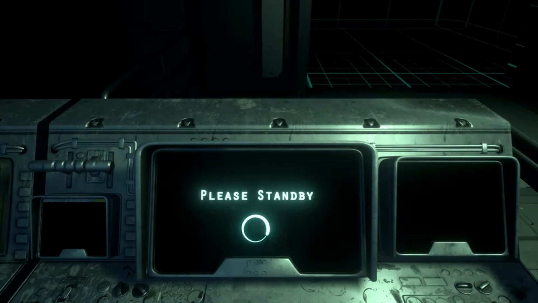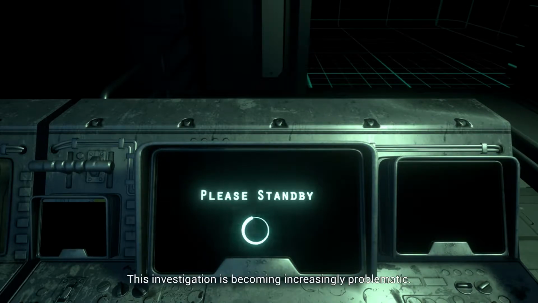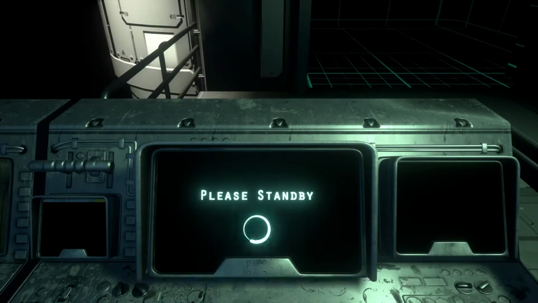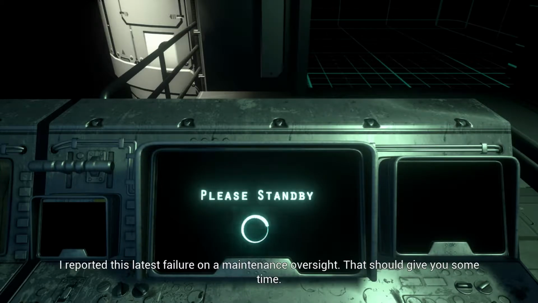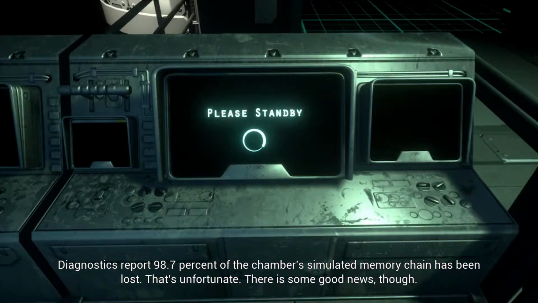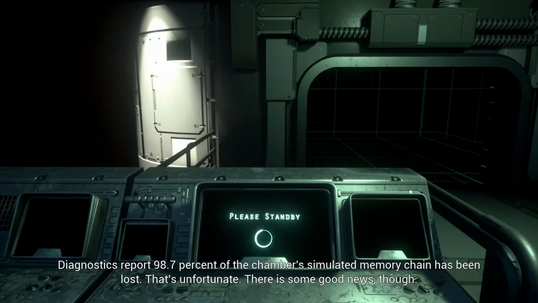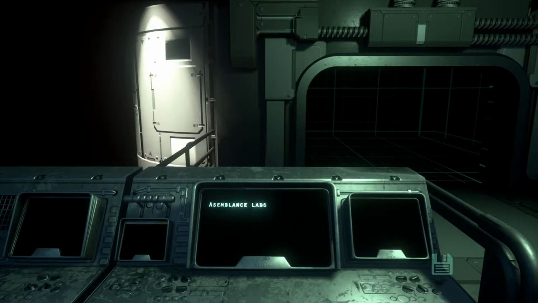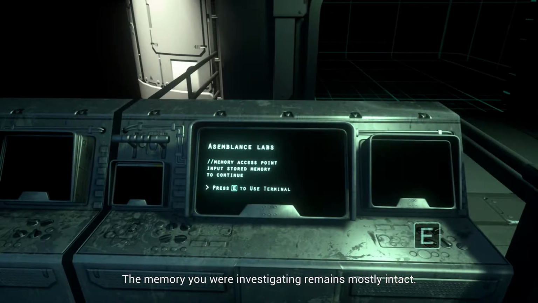Rebooting. This investigation is becoming increasingly problematic. I reported this latest failure on a maintenance oversight. That should give you some time. Diagnostics report 98.7% of the chamber's simulated memory chain has been lost. That's unfortunate. There is some good news, though. The memory you were investigating remains mostly intact.